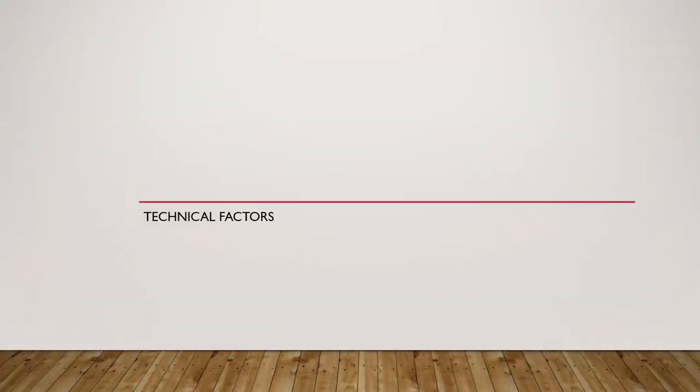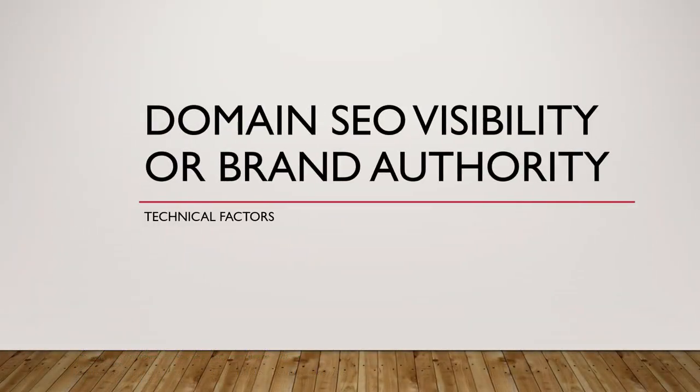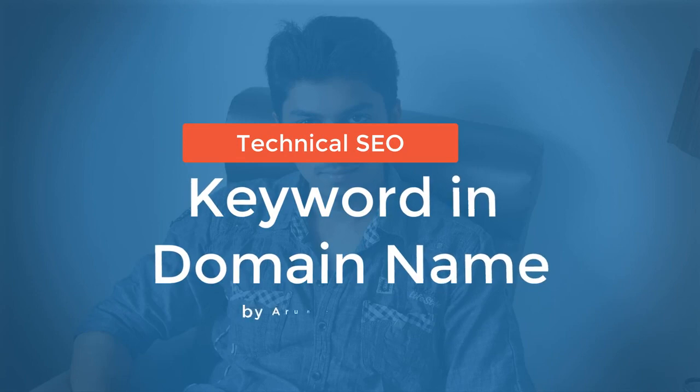So now you could have understood what is the meaning of domain SEO visibility or domain authority. In the next lecture, let's see about keyword in the domain name.